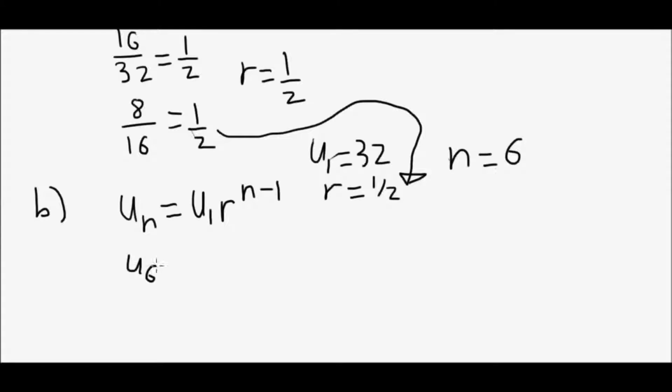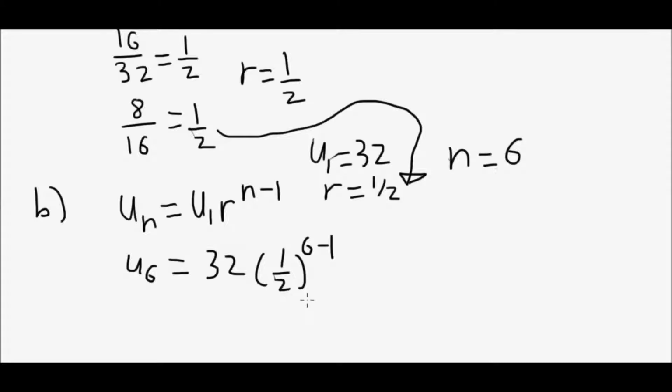So u of 6, the sixth term, is going to equal 32 times 1 half to the power of 6 minus 1. Now, I am not a genius. I cannot compute this in my head. So I will use a calculator instead for this.